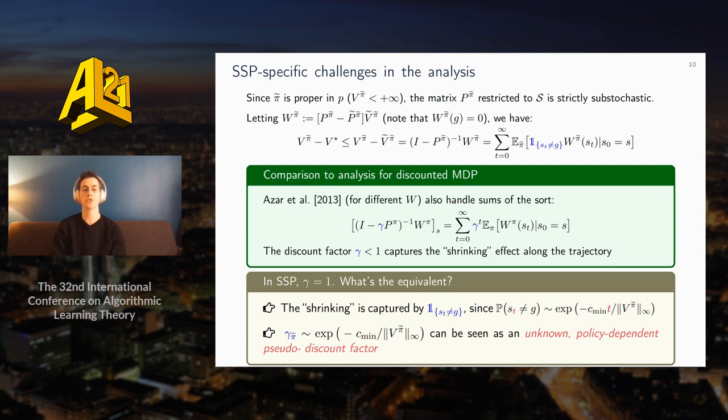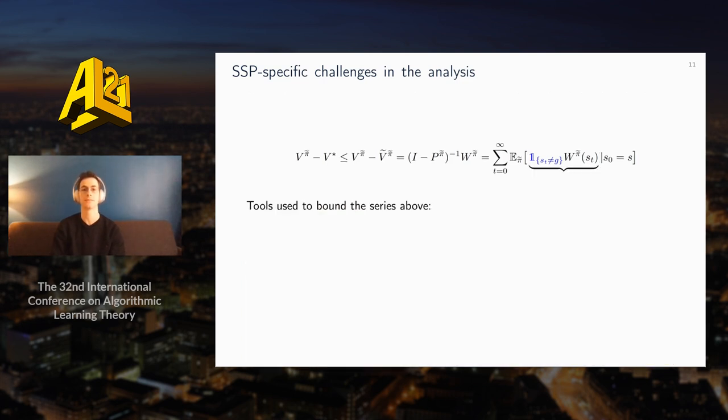And so we can basically introduce a pseudo discount factor, exponential of minus c min divided by the infinity norm of the value function of a policy in the true model, which can be seen as a sort of pseudo discount factor, which is critically unknown and policy dependent as opposed to discounted MDPs. So now that we have our series containing both the indicator term and the quantity W, we'll basically split the two terms using Cauchy-Schwarz. And at a high level, we will bound and control the terms depending on the indicator function, thanks to the pseudo-discounting property of the policy that I alluded to before.